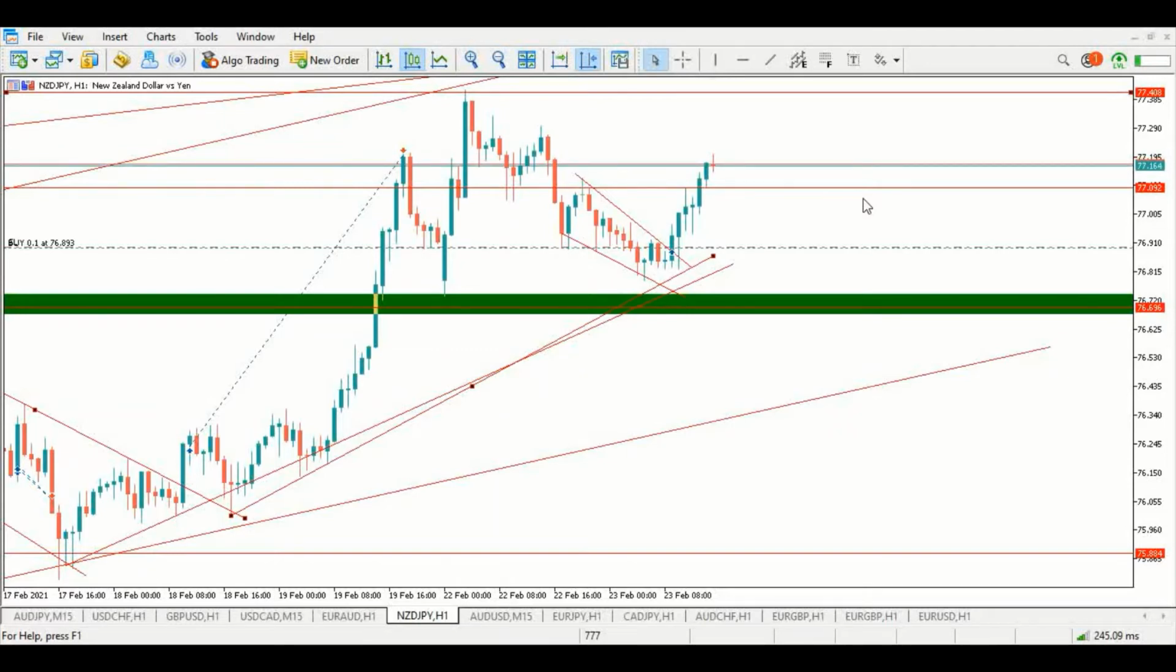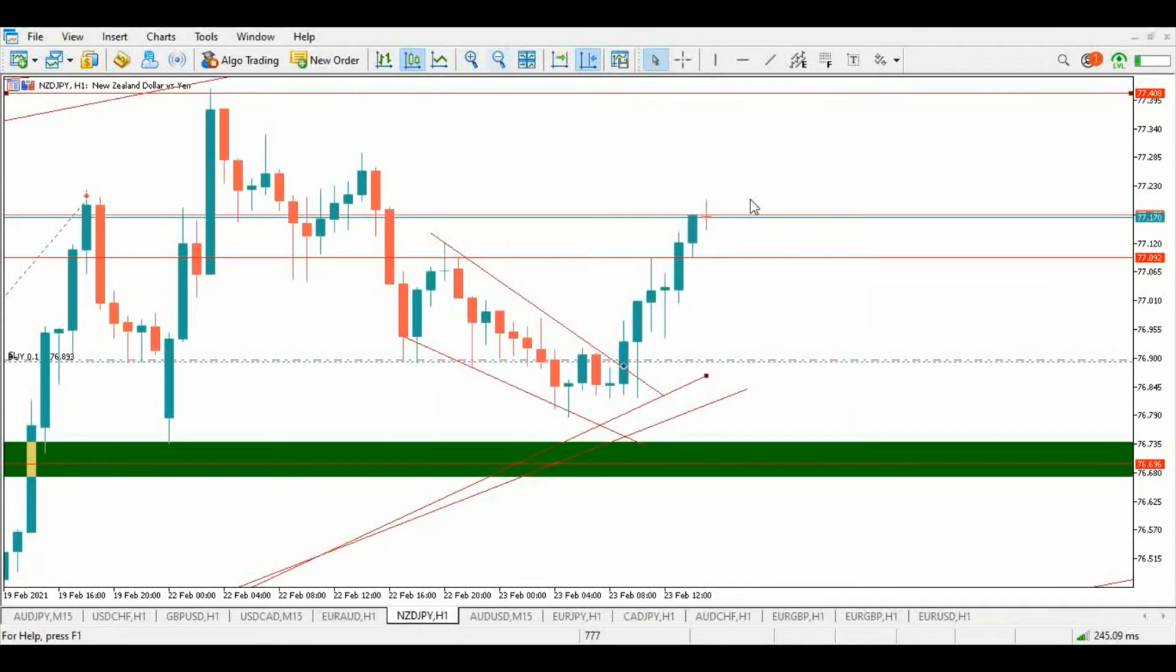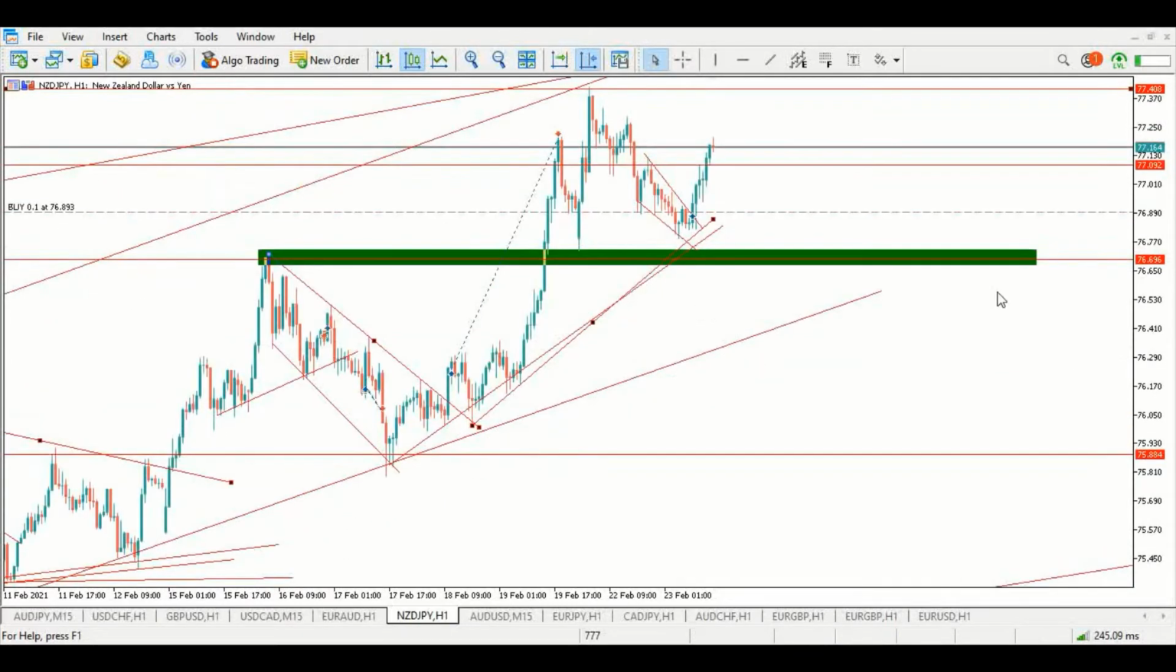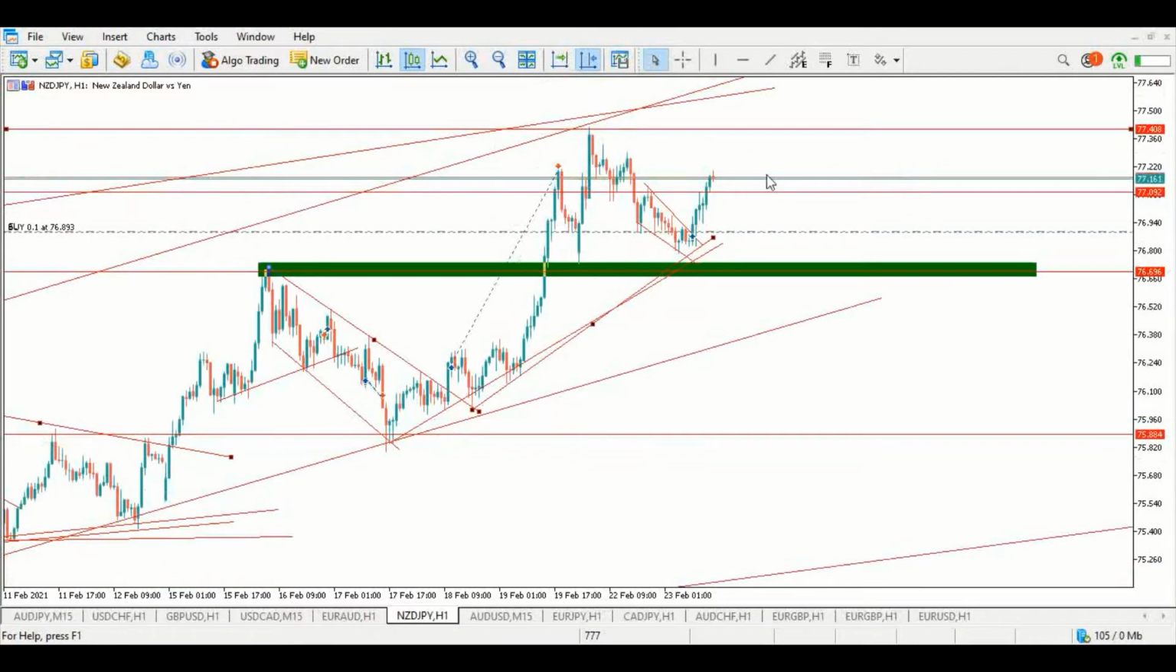This is the NZDJPY. I took a buy, so it has been moving to the upside, and it got to reach my 1:1 risk reward ratio. As soon as it did that, that's when I broke even on the trade. What I'm going to be looking for is basically exits, but I'm not going to be in a rush to exit this trade.